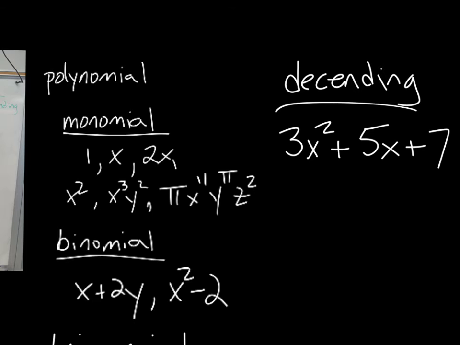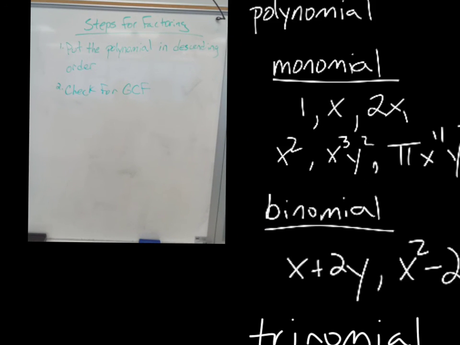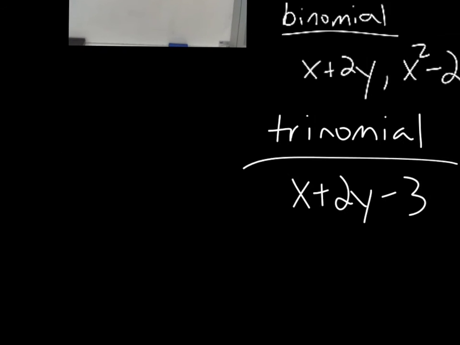So then the next thing that we're looking at is check for GCF. What the heck's GCF? Greatest common factor. Okay, so how does that work? What's greatest common factor? Like for instance, if I said 9 and 12, what's the greatest common factor there? 3. How does it work? It's the largest number that can go into both. Okay, is that okay?